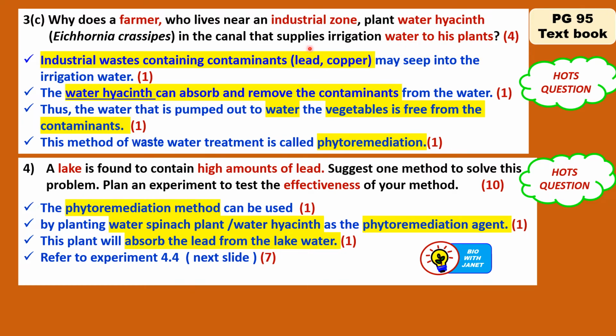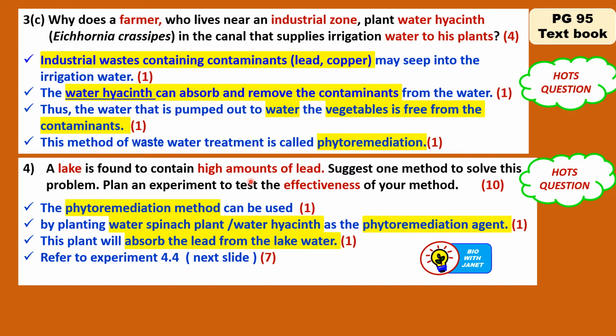So as you know, water hyacinth is used in phytoremediation, right? So industrial wastes may seep into the irrigation water. Therefore, the water hyacinth that's planted there can absorb and remove the contaminants from the water. Thus, the water that's pumped out to water the vegetables is free from the contaminants. And we can also add that this technique of treatment of wastewater is called phytoremediation, right? It's good to write down the keyword, phytoremediation.